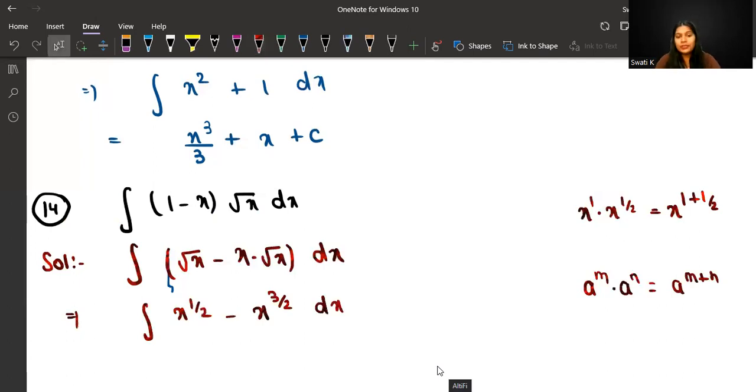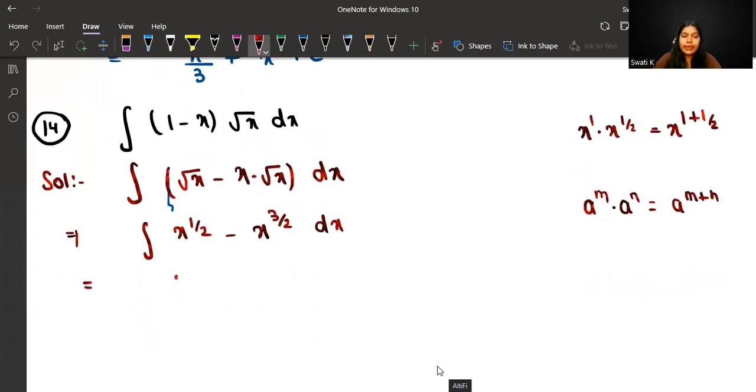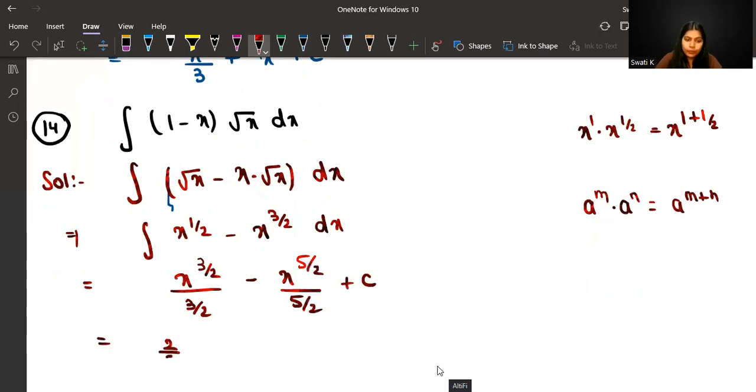Now we can simply use the formula of integration x raised to n. So this will become x raised to half plus 1, which is 3 by 2, divided by 3 by 2, minus x raised to 3 by 2 plus 1, which is 5 by 2, divided by 5 by 2, plus c. Now this will become 2 upon 3 x raised to 3 by 2, minus 2 upon 5 x raised to 5 upon 2 plus c. This is the answer. All right.